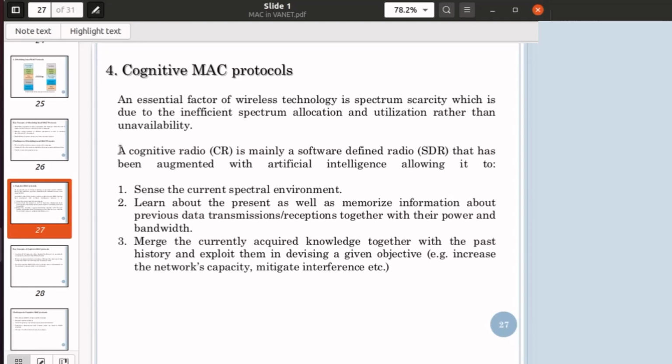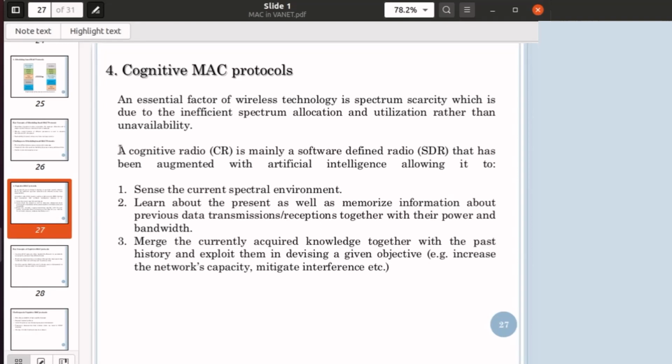Suppose one channel is free, for example, the FM is switched off after 12 in the night. What we can do is use that particular band until the morning when it is restarted. So for those 4 to 5 hours we can use the FM bands to transmit other types of messages. That will improve the channel utilization. Cognitive radio does the same thing.